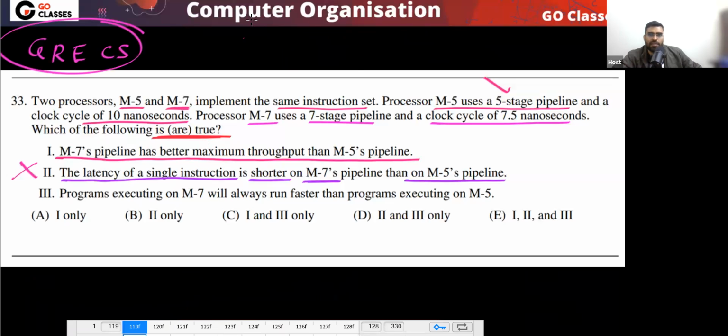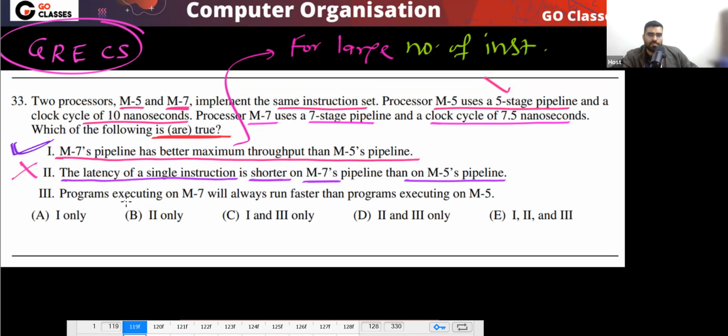M7 pipeline has better maximum throughput. See, the question is asking for maximum throughput. It simply means the question is asking for a large number of instructions, right? When the question asks which will give you better maximum throughput, M7 or M5, it means you are executing a large number of instructions, then definitely this M7 is better.